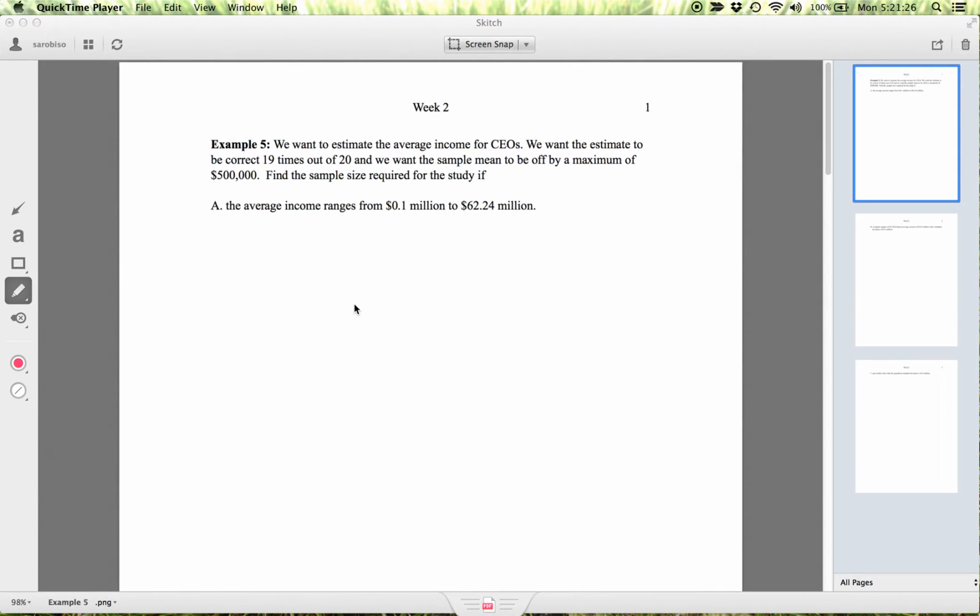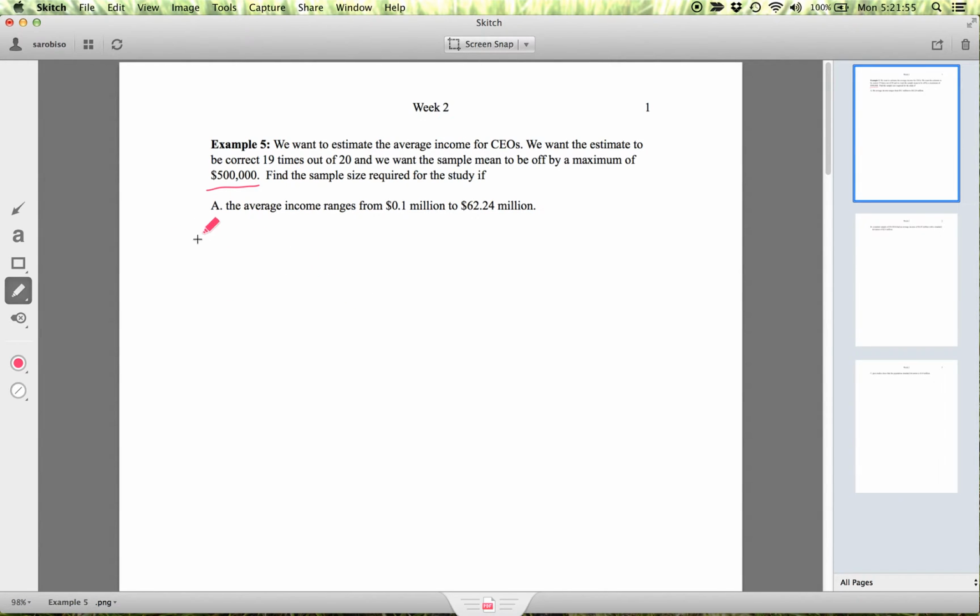Okay, in our notes we just saw some different ways to estimate sigma. Now let's talk about calculating some sample size. Okay, we want to estimate the average income for CEOs. We want to estimate to be correct 19 times out of 20. And we want the sample mean to be off by a maximum of $500,000. Okay, let's find the sample size required if the following situations happen.